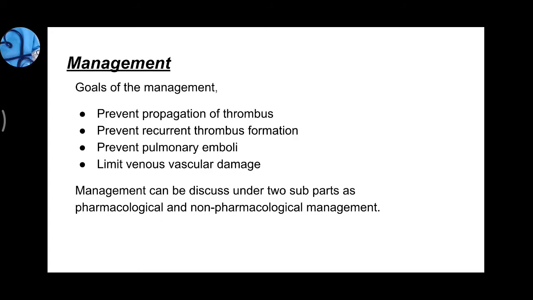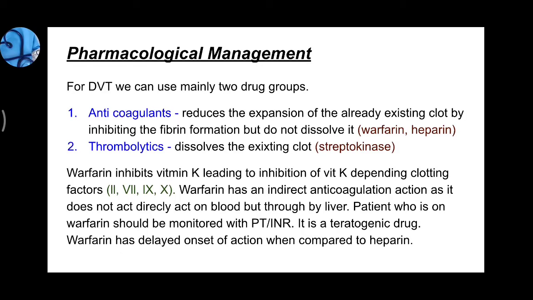Management. The goals of management are to prevent propagation of the thrombus, prevent recurrent thrombus formation, prevent pulmonary emboli, and limit venous vascular damage. Here management can be discussed under two subparts: pharmacological and non-pharmacological management. When we come to pharmacological management for deep vein thrombosis, we can use mainly two drug groups. They are anticoagulants and thrombolytics.